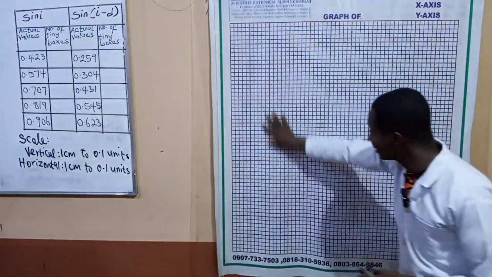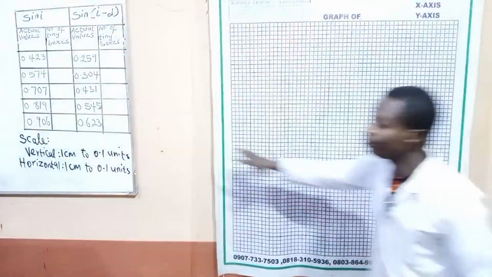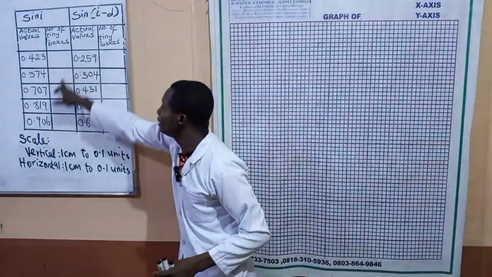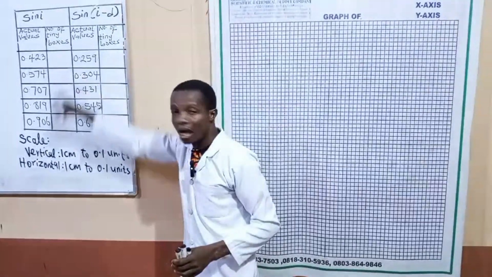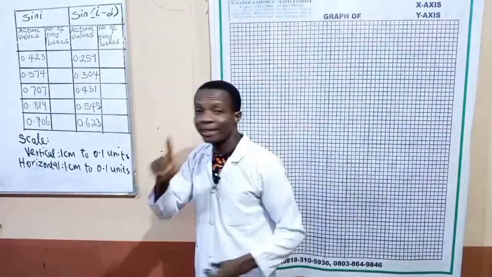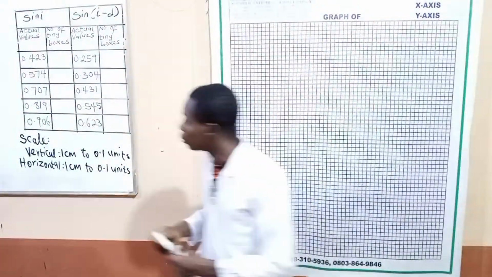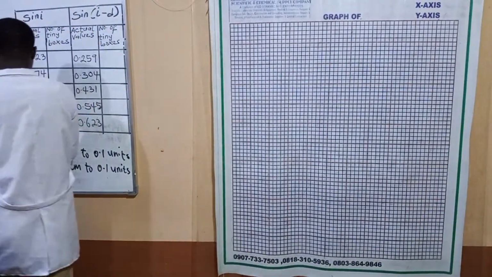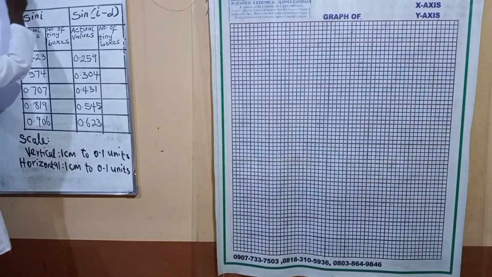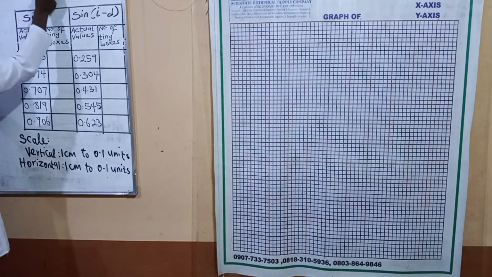We are going to be using this graph after we are done with filling these empty spaces. I want us to fill these spaces. I will tell you how we are going to do it using what I call scale factor. I'm going to write it on the board. Scale factor. There's what we call scale factor.